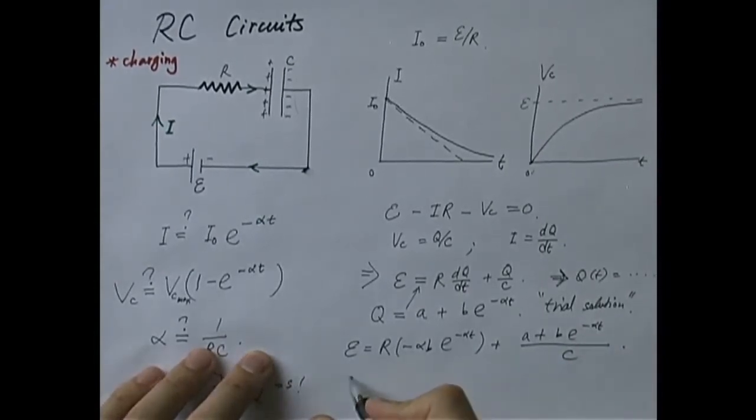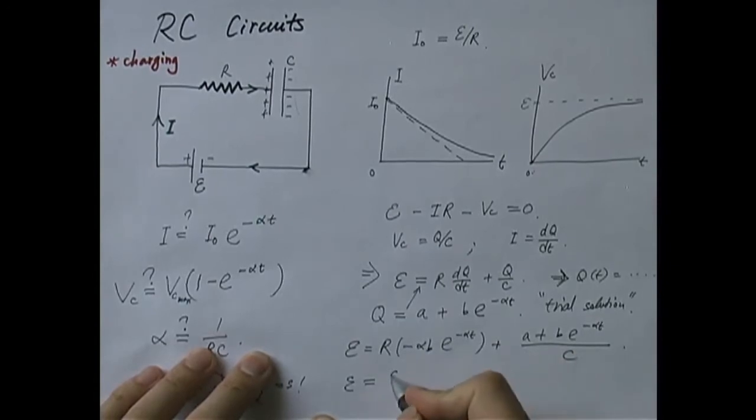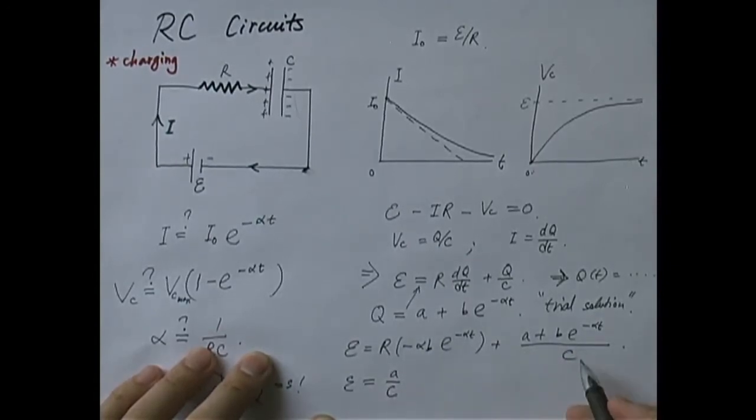Now, let me clean up a little bit on the right hand side. There are two types of terms. There's this term a over c, which has nothing to do with time. And there are two more terms, this one and this one. They're both proportional to e to the negative alpha t. So I'm going to take that factor out. What do you have left? You have negative alpha b r, and the other one plus b over c.